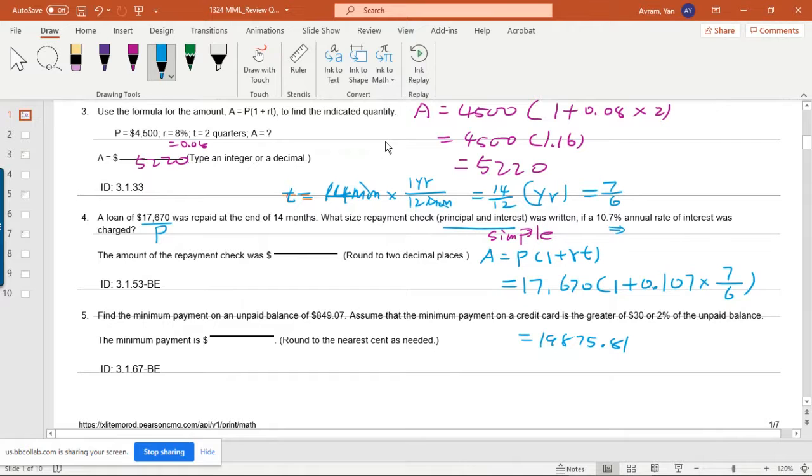So we have 19875.81. Okay, so that is in dollars. That will be the amount at the end of the period. You will need to pay this much. If you borrow this much for 14 months with this interest rate, you're gonna have to pay this much, which includes the principal and the interest. Okay. Any questions?